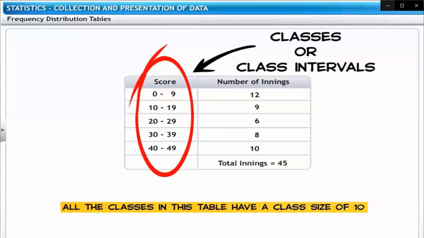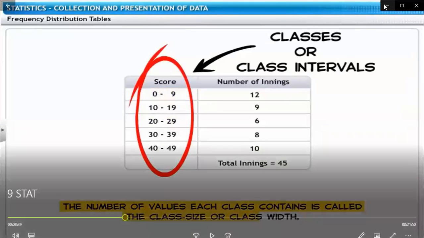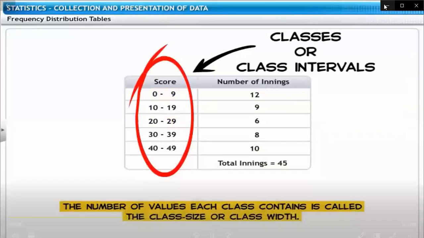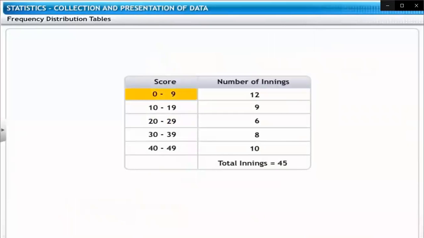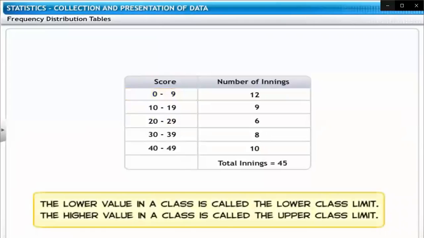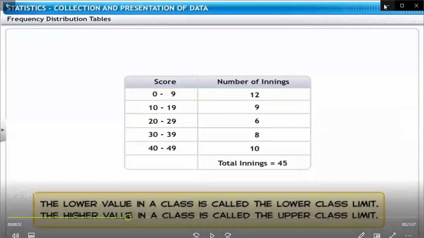So all the classes in the table have a class size of 10. That should be constant, and the number of values each class contains is called the class size or the class width. Here the class size is 9 minus 0, that is nothing but 9 only. But if you are counting from 0 to 9, then the class size is 10. So all these class intervals have the same class size of 10.